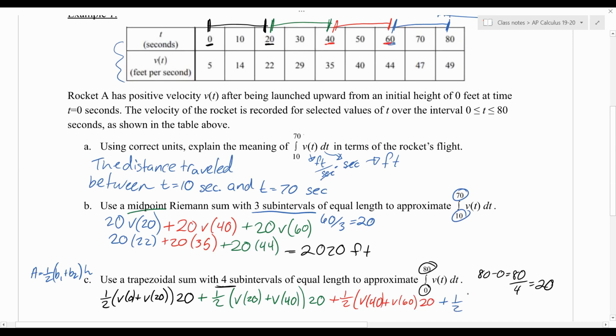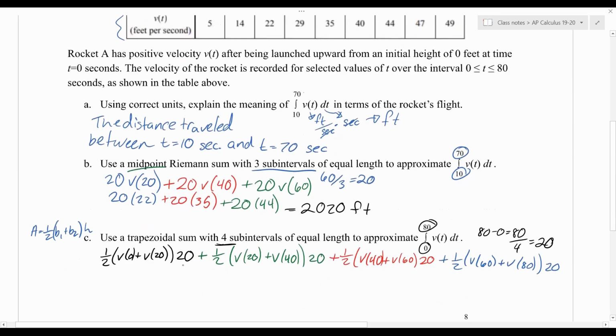Base 1 is 60 plus v of 80 times your height, which is 20. So notice here that all of them have this 1/2 and 20 because we made them equal lengths. They don't always have to be equal lengths, so make sure you check if it's equal lengths. But if it is, we can just factor it out. So this 1/2 times 20 is just factored out of all of them.